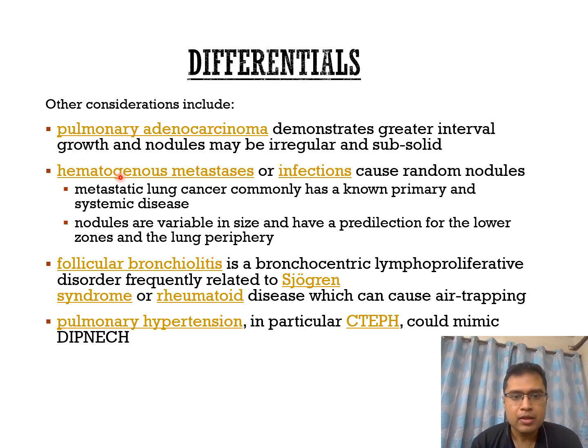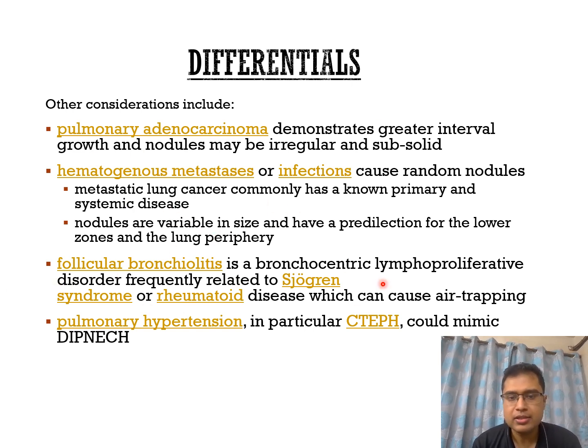Hematogenous metastases or infections: again, metastatic lung carcinoma will have a primary, and in this case there was no primary. Secondly, all the nodules in metastasis are of variable size and have a predilection for lower zones. Plus there will be no mosaic attenuation as such seen in metastasis.